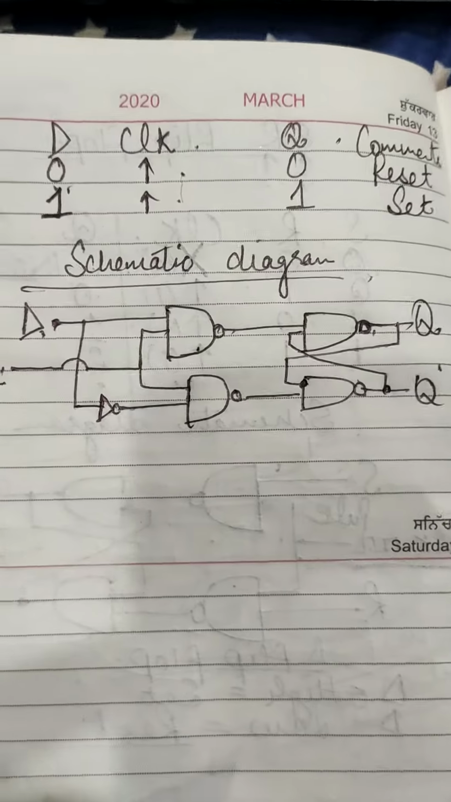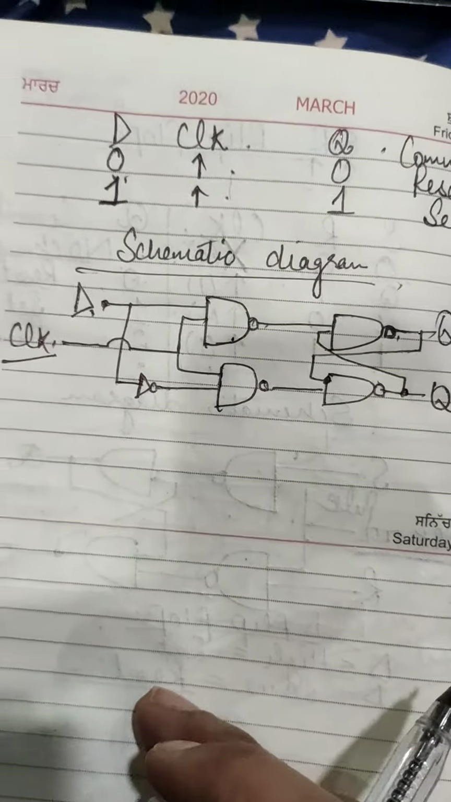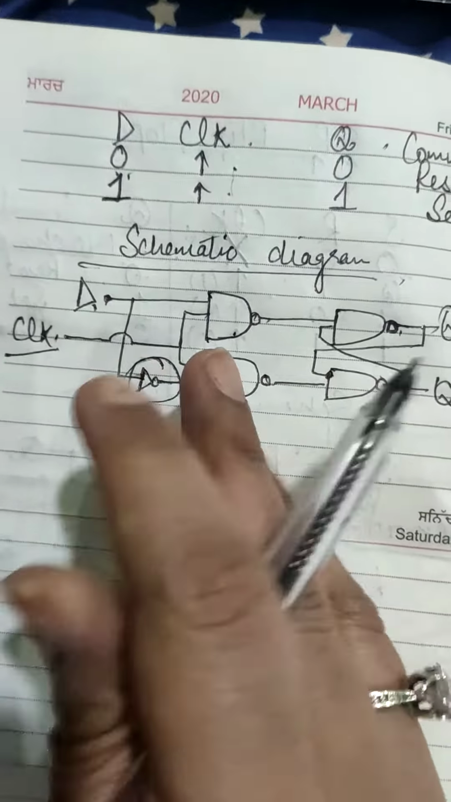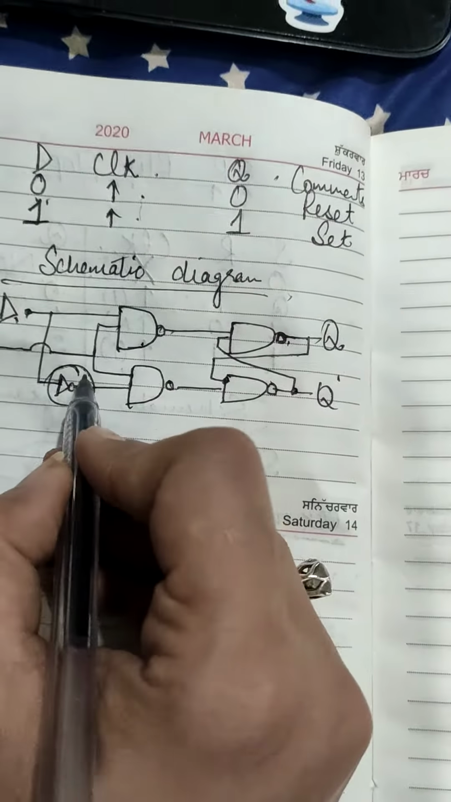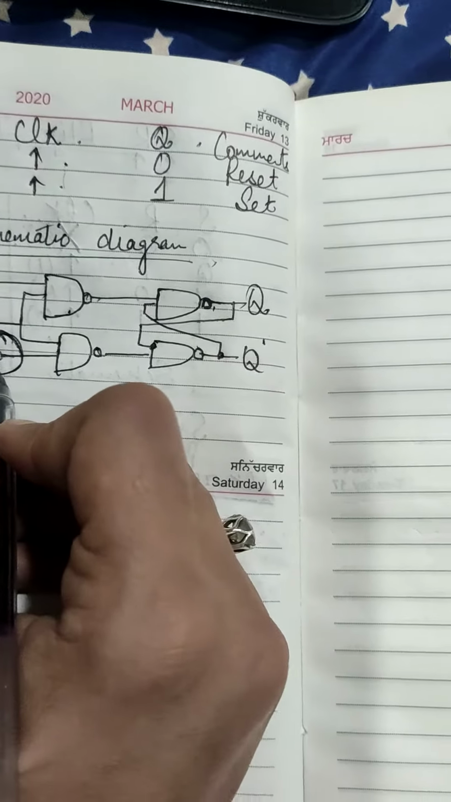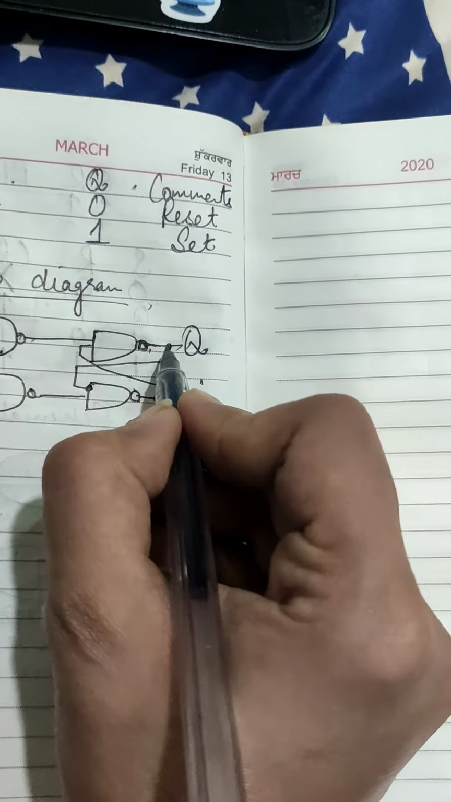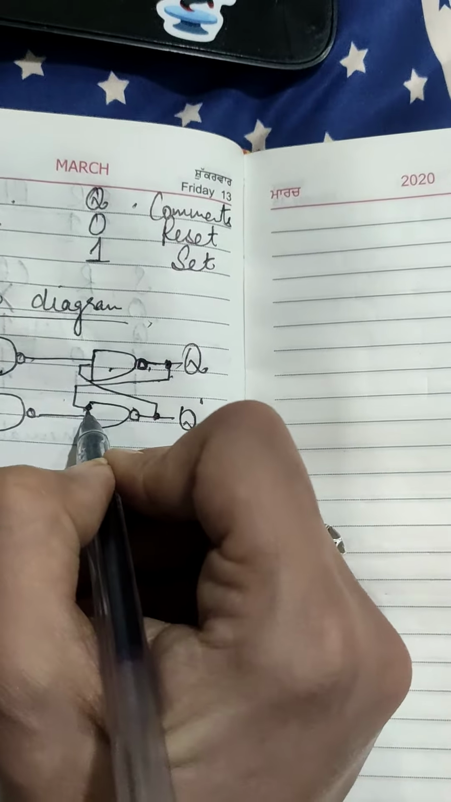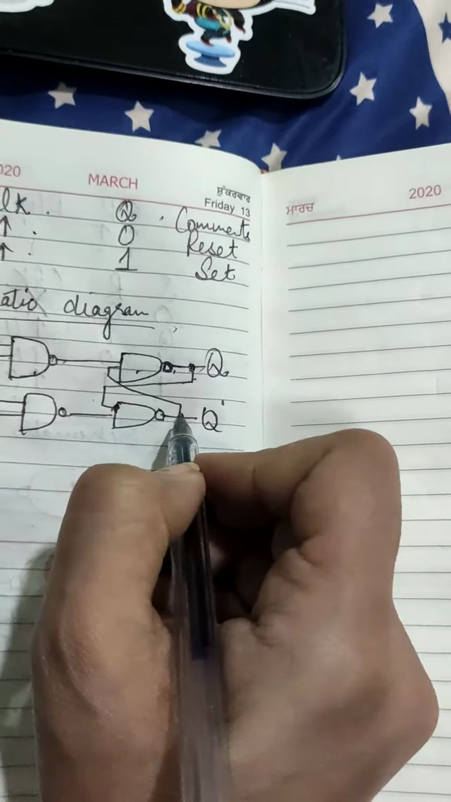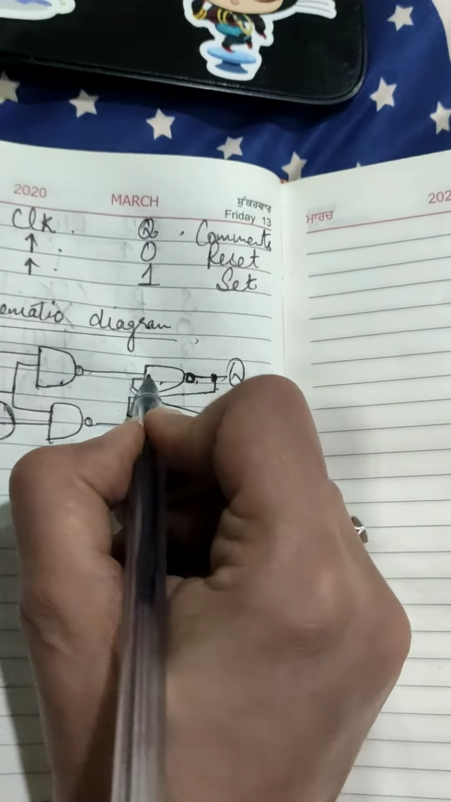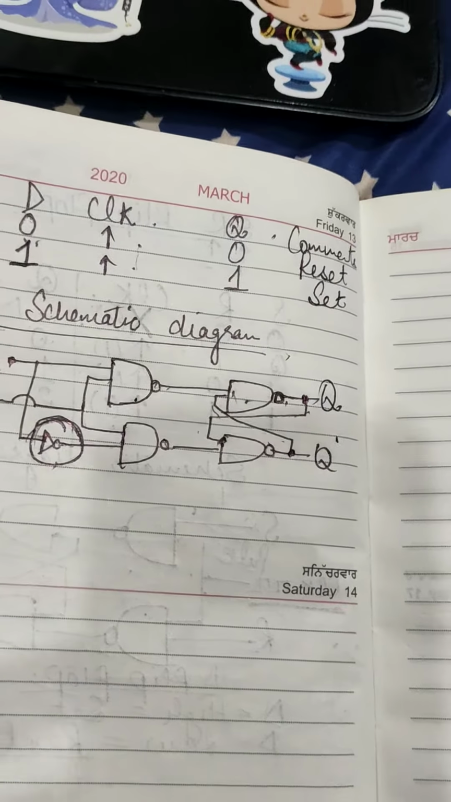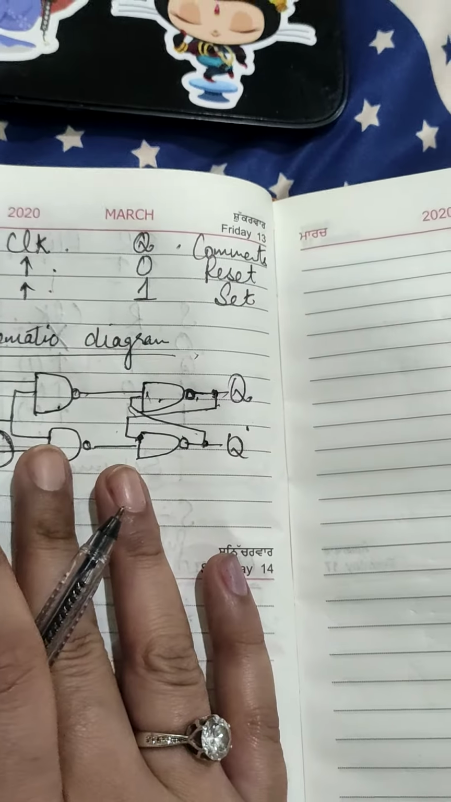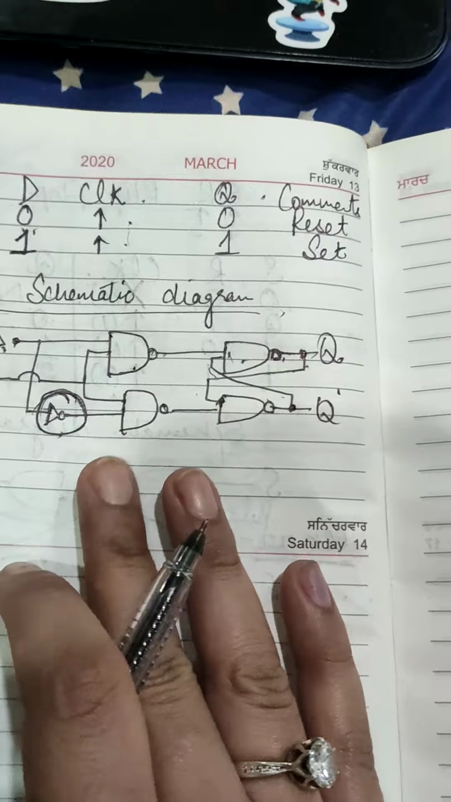So as you can see, the only difference is the inverter, otherwise it is totally the same as the SR. The clock pulse is given and the inverter gate is used here, otherwise the first gate output depends upon the value of the second gate, and the second gate output depends upon the value of the first gate input, otherwise it is totally the same as the SR flip-flop.